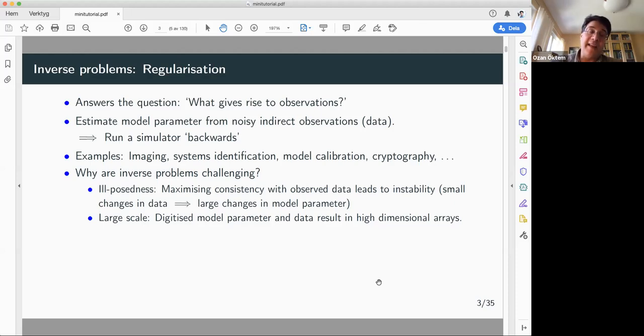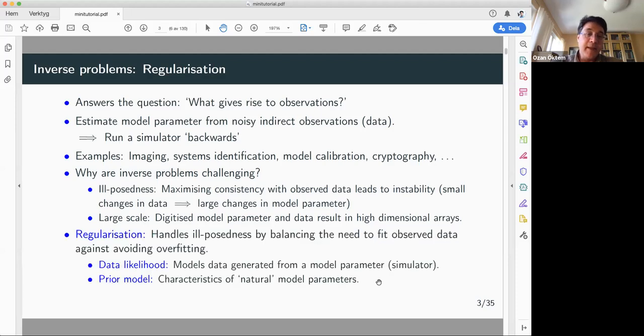And then, of course, the large-scale nature. Some of these inverse problems, typically those in imaging, even after a clever discretization, tend to result in very high-dimensional arrays. Of course, regularization is the broad notion of mathematical techniques to handle ill-posedness by balancing the need to fit observed data against avoiding overfitting. So the data likelihood would be the model for how you generate data from the model parameter, essentially our simulator. And the prior model refers to one way of characterizing what you mean by a natural solution or natural model parameters.